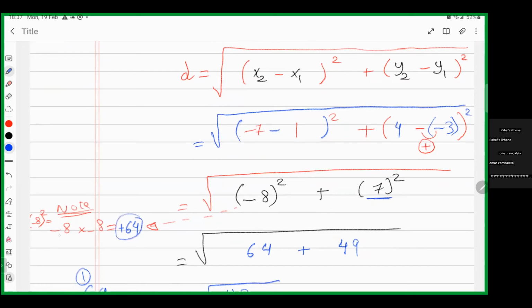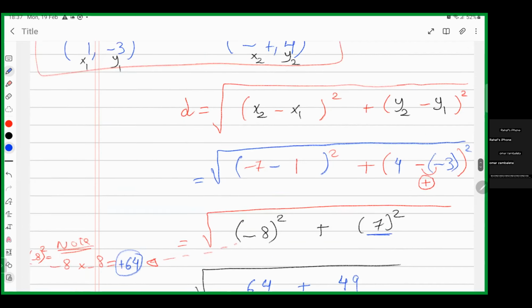It is 64. Same as negative 8 times negative 8, correct? Yes. Negative times negative is a positive. So positive what? 64. Positive 64. Here it is. Here the 64. 7 to the power 2 is 49. How did we get the 7?